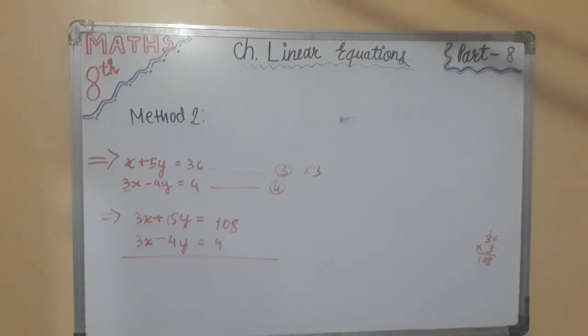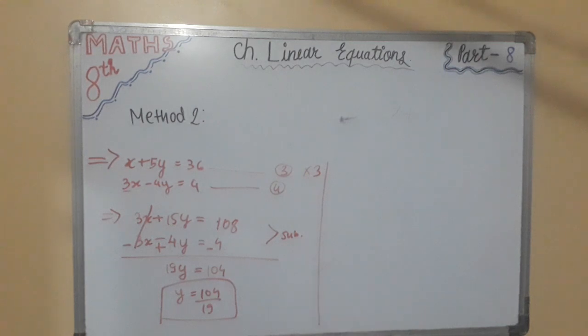Now as we know, we have taken the coefficient of x equal, so we have to cancel them. Now we will subtract to cancel them. In subtraction, the sign will get changed. Now this will get cut because 3x minus 3x will become 0. Plus 15y plus 4y will become 19y is equal to 108 minus 4, which is 104. Means y will be 104 by 19. This is the value of y.